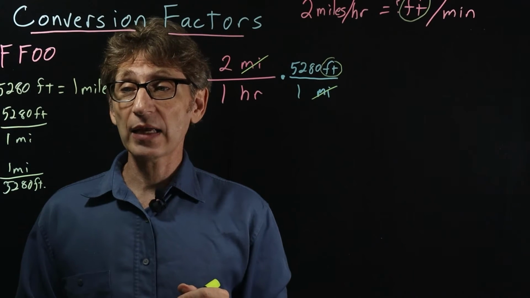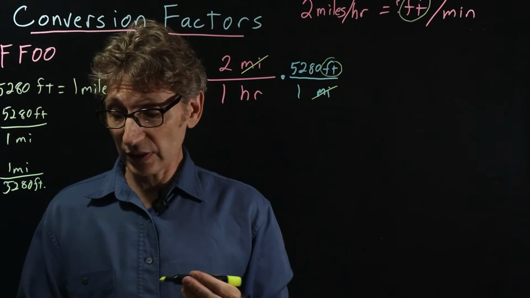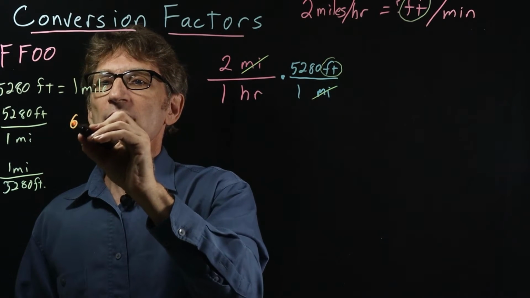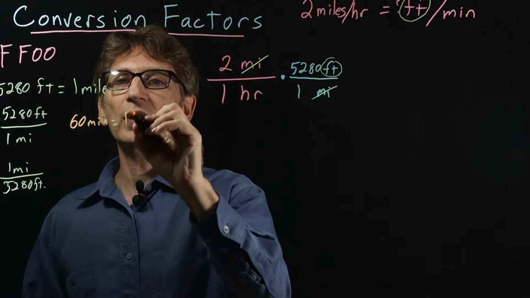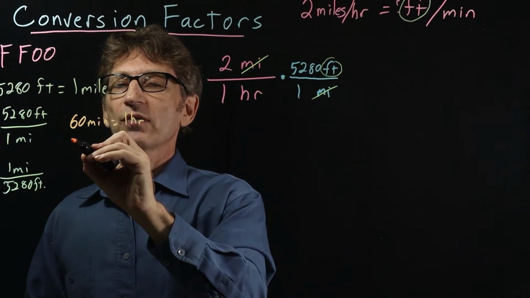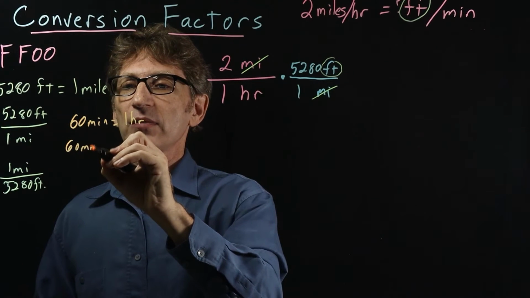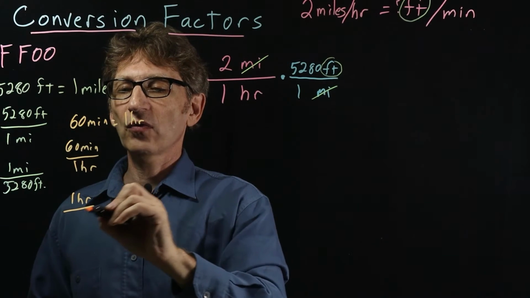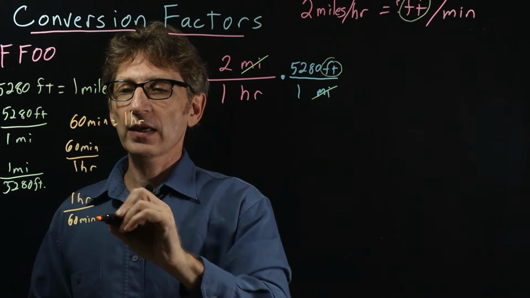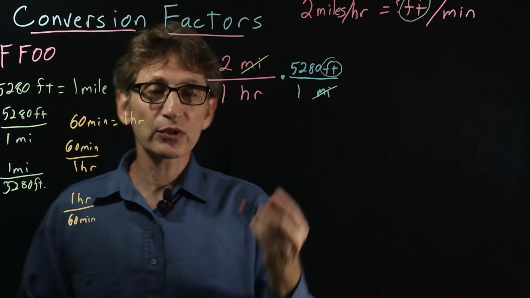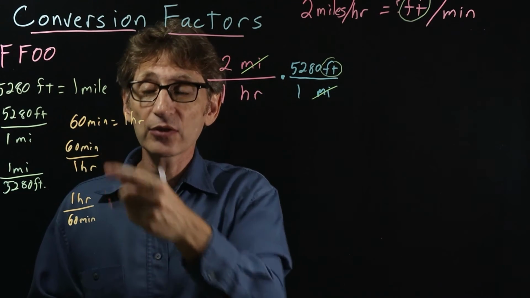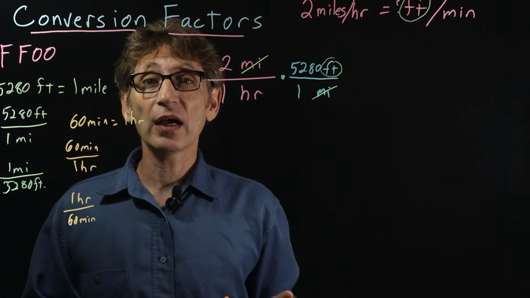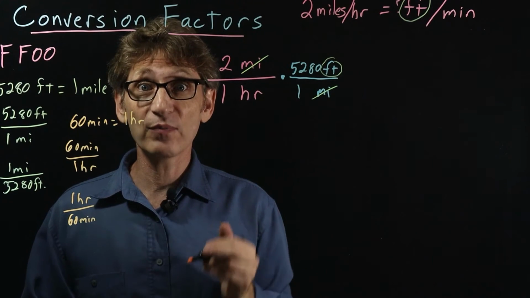So now I've got time. So you probably know there's 60 minutes in an hour. So I have 60 minutes equals 1 hour, which gives me 2 possible conversion factors. I could have 60 minutes over 1 hour, or I could have 1 hour over 60 minutes. These both have a value of 1, which is why I can multiply this expression by either of these. The value is 1, and it's not going to change the value of my expression. It will just change the units of measurement.